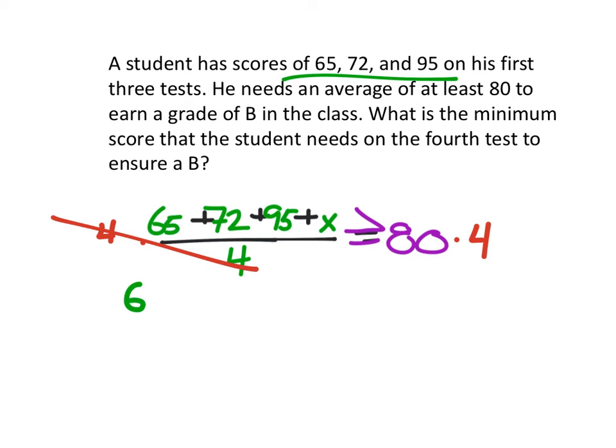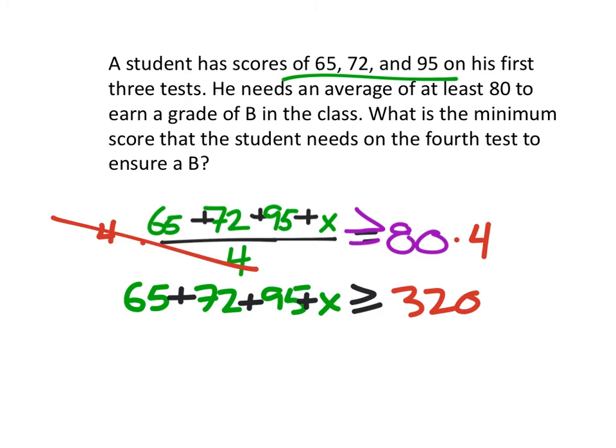All right, so I still got those 4 test scores, 65, 72, 95, and x. I need the sum of them, so we're going to add those together. And it needs to be greater than or equal to what would be the total value, which would give us the average of 80, of 320. All right, so yeah, we've defined it, and we have a pretty nice inequality that we can solve just like we would a regular equation.